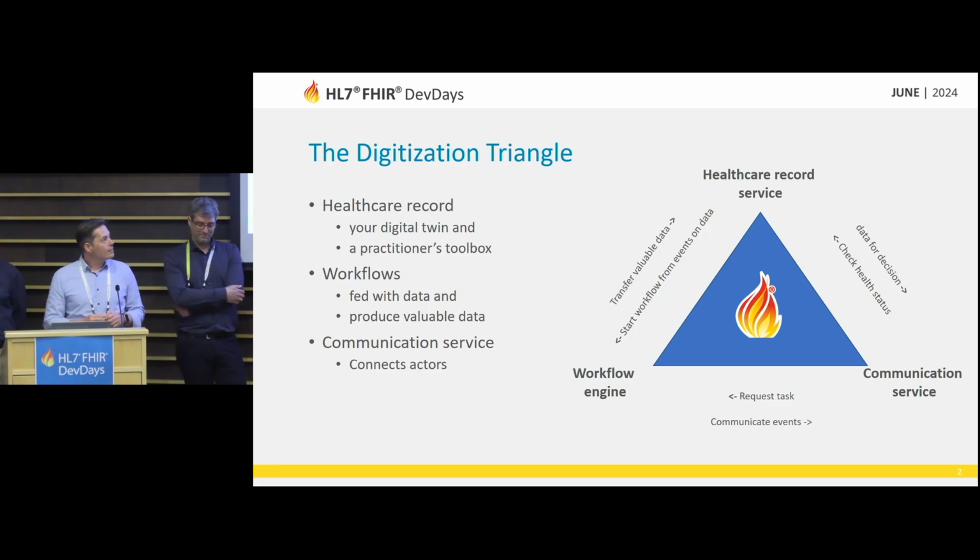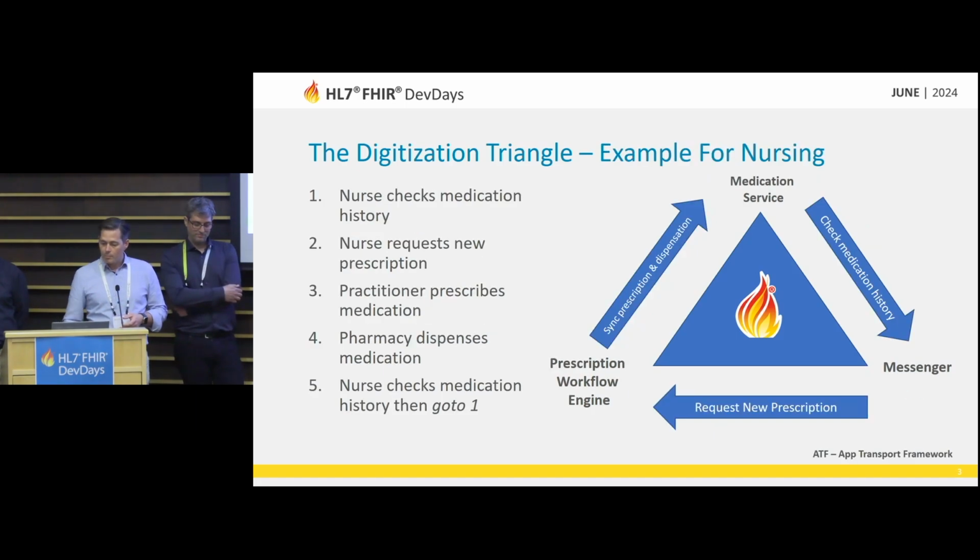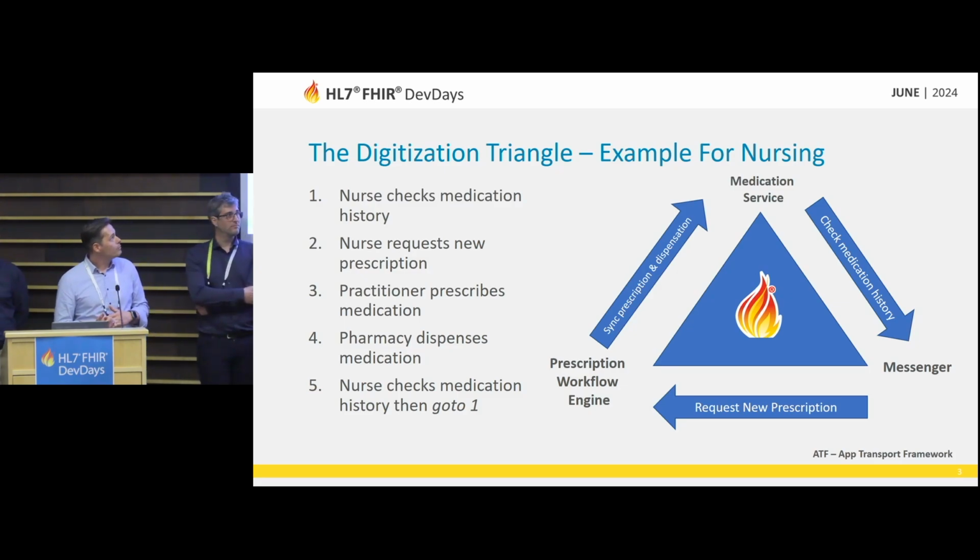So let's consider a specific scenario. We think that this triangle might be used in different scenarios. For instance, referral or managed care, where a managed care plan has been set up between payers and healthcare providers, or nursing, which I want to describe here exemplary now. It's the basic use case.